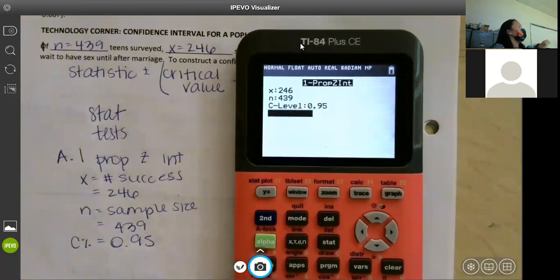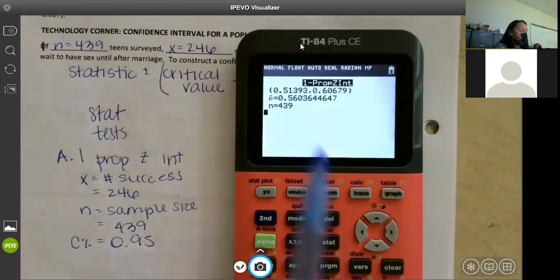I think you guys all had 0.95 when I told you it's the most normal one, okay? And then when you hit enter, you see right above it, it gives you the more precise of what we have, okay? So any questions on that? I do not care which way you do it.